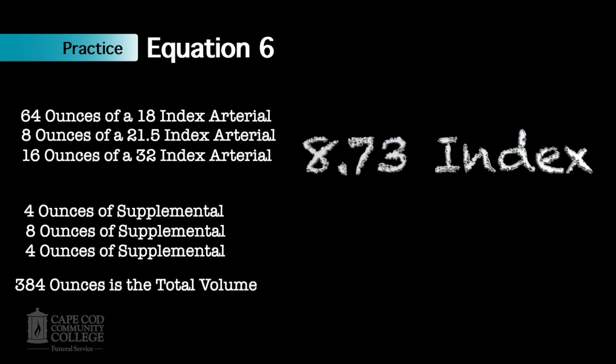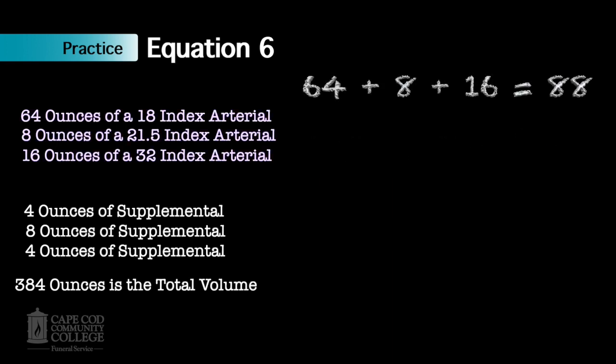The answer is 8.727272. When rounded, that becomes 8.73 index, the best index to utilize when using the same amount of ounces of arterial chemical in our tank. To solve this problem, we're going to first add together the 3 arterial chemical amounts that we have. So 64, 8, and 16, which equals 88 total ounces of arterial chemical in our tank.